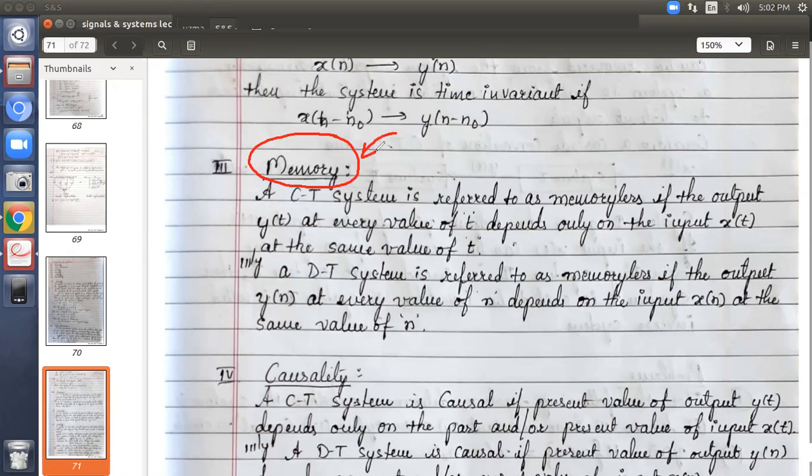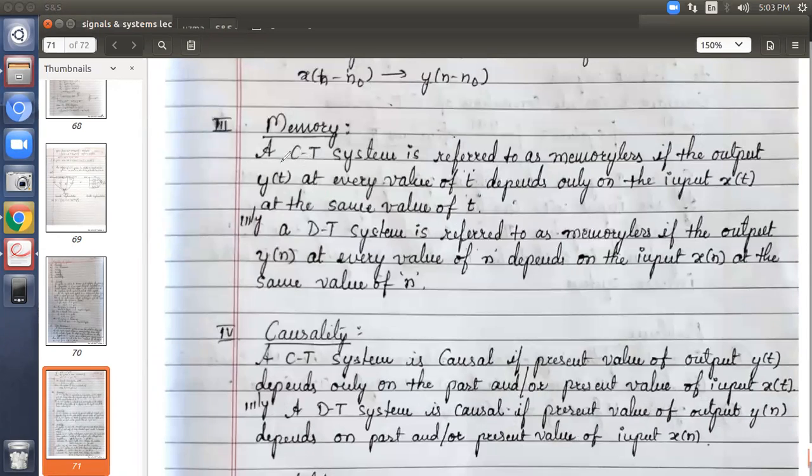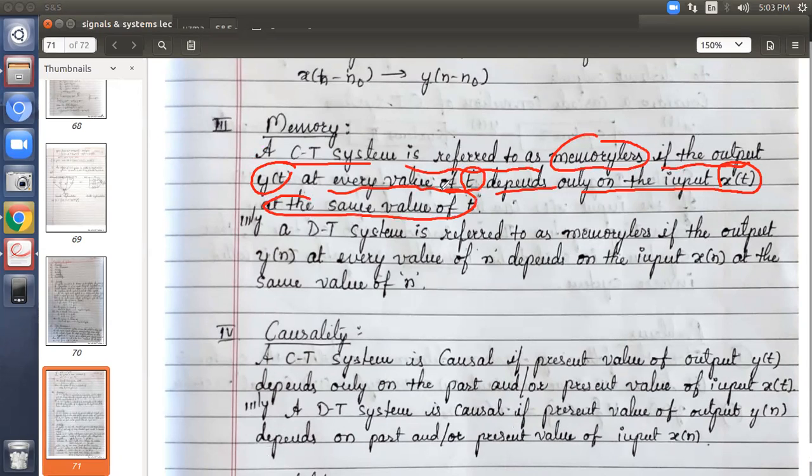So again here the term memory, the definition of this memory is again the same. You should have certain past values, then we call it a system has a memory. If you don't have past values, only present values, then we will call the system memory less. So how can we define memory for a continuous time system? It is referred to as memory less if the output y of t at every value of time depends only on the input x of t at the same value. Means I'm talking about only the present value. If your input is x of t, then your output will be only y of t. Only the present value of the time.